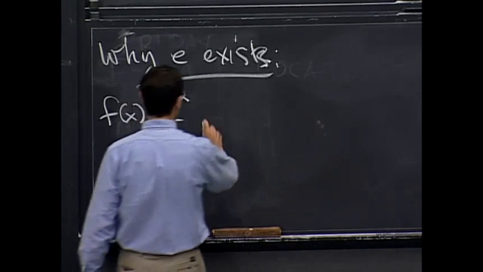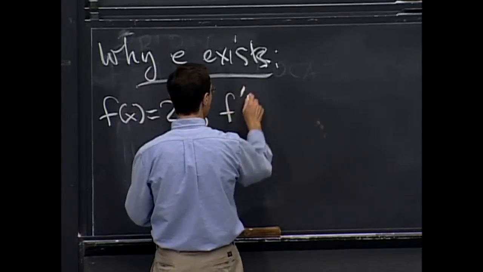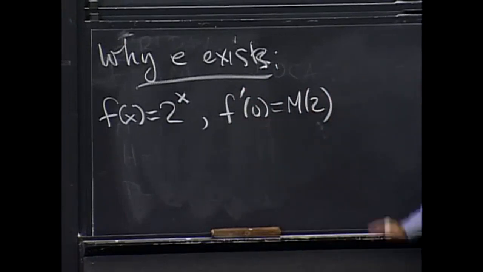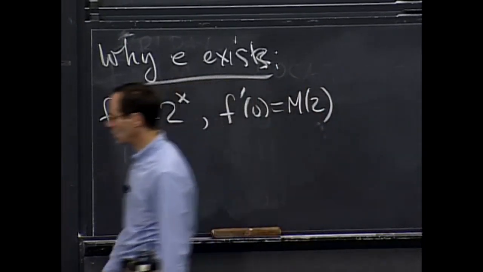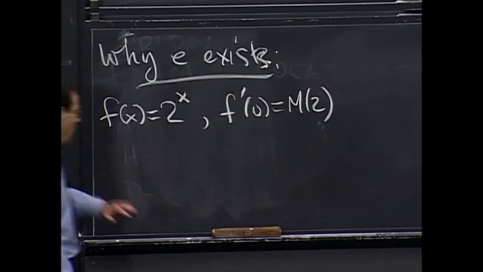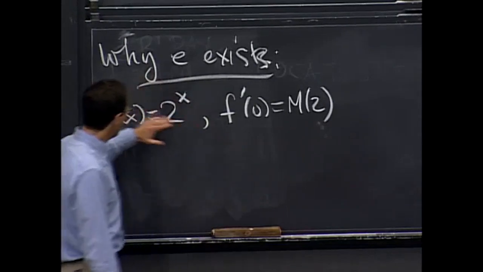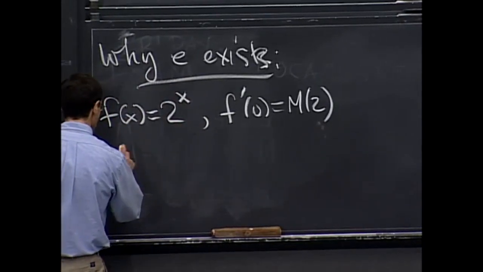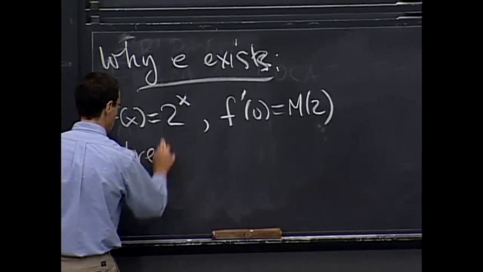And remember that the property that it had was that f prime of 0 was ln of 2. That was the derivative of this function, the slope at x equals 0 of the graph, of the tangent line, that is. So now what we're going to consider here is any kind of stretching.